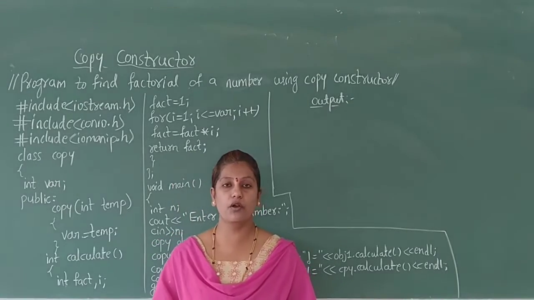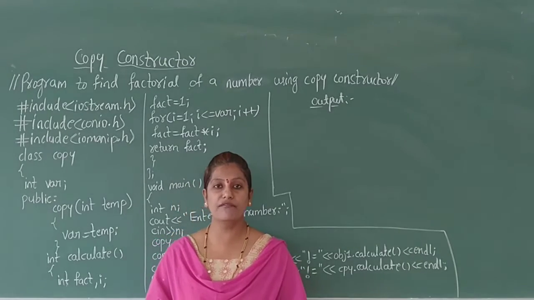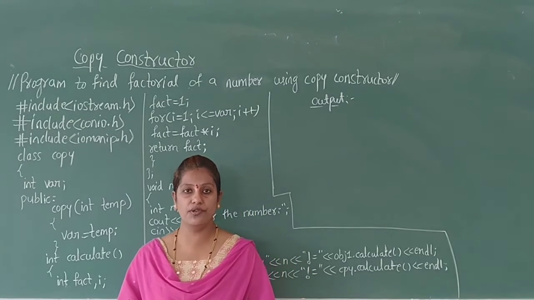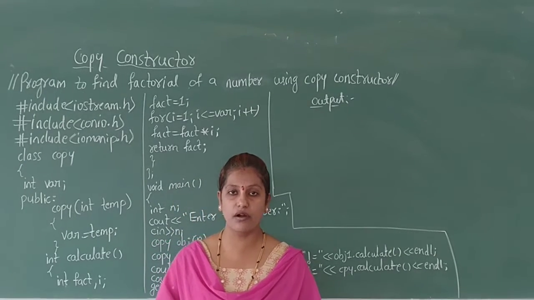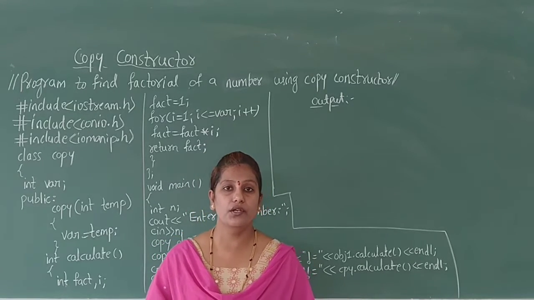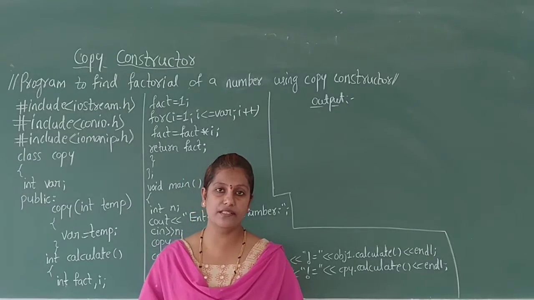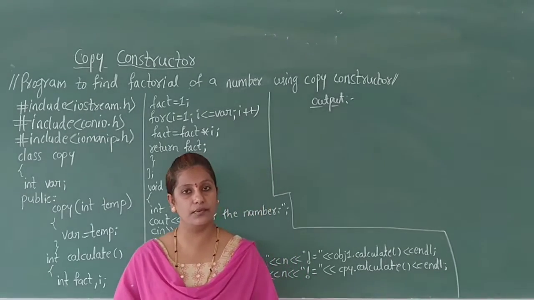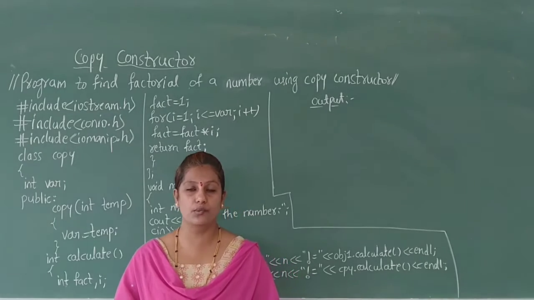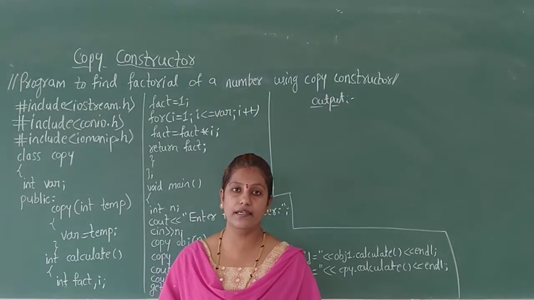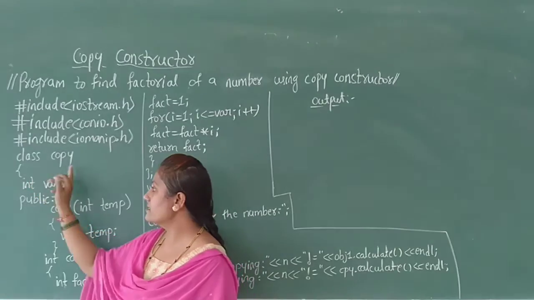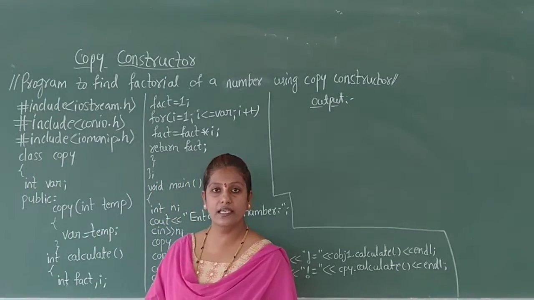We will learn a program on the copy constructor: a program to find the factorial of a number using a copy constructor. To write this program, we have to include three header files, called preprocessor directives: iostream.h, conio.h, iomanip.h, to connect input-output devices to the program file while executing the program, to execute the console input statement and console output statement, and to use the manipulators which are used in the program. Next, the class is created using the keyword class.